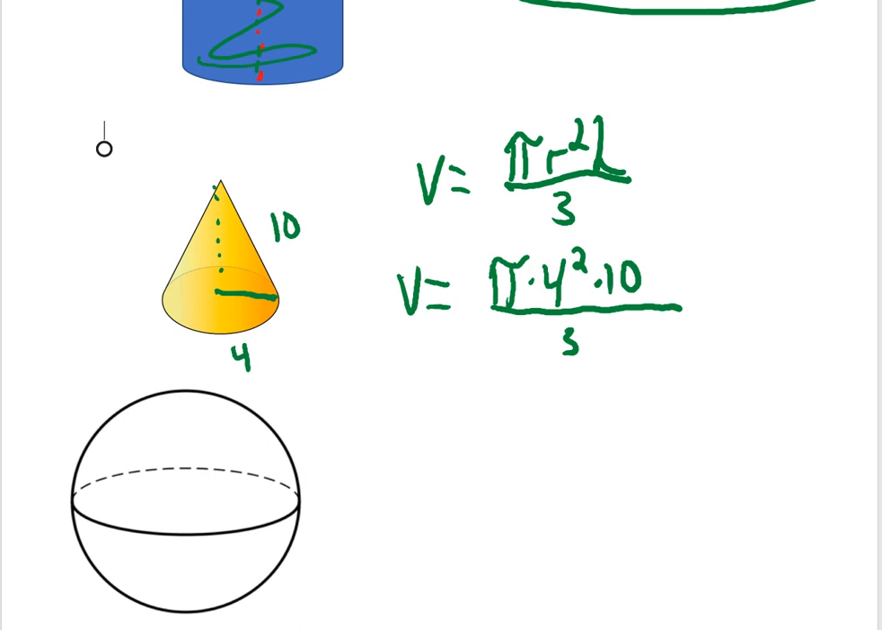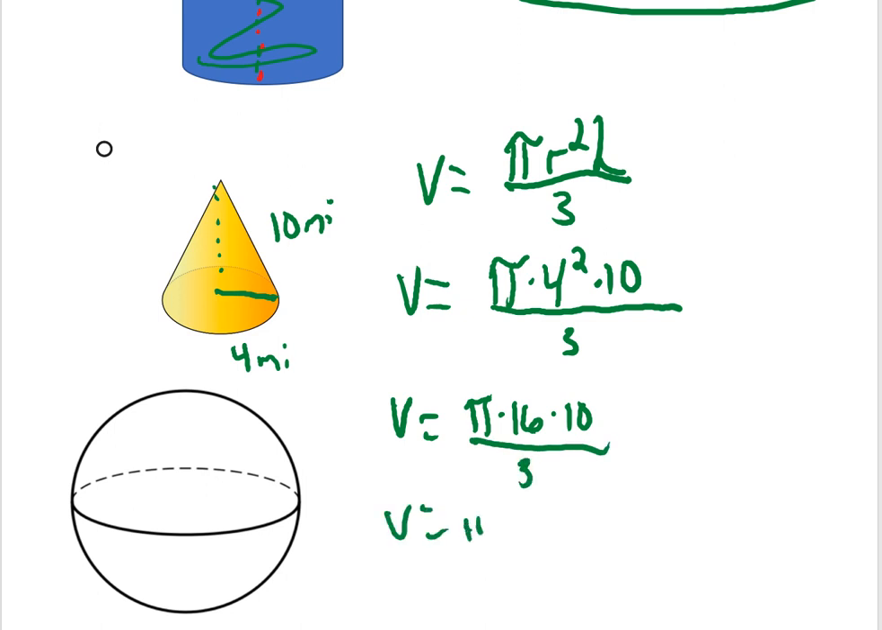And let's say we'll talk about miles. So we're talking about a big cone, all right? 10 miles deep, 4 miles wide. We are going to do 4 squared times 10. You could put all that in your calculator at the same time and then hit divided by 3 at the very end. I'm just going to simplify this because it's a little bit easier. 4 squared is 16 times 10, and then the volume equals pi times 160.